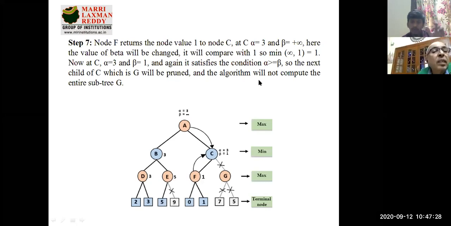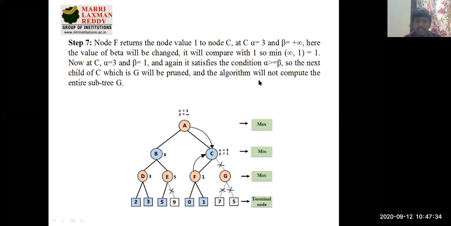Okay, so now because these two conditions are satisfied, even if you are moving to the next node called G, where you have the values 7 and 5, you need not traverse the complete G node, because this is where the pruning concept is applied. This is how we will be applying alpha beta pruning.